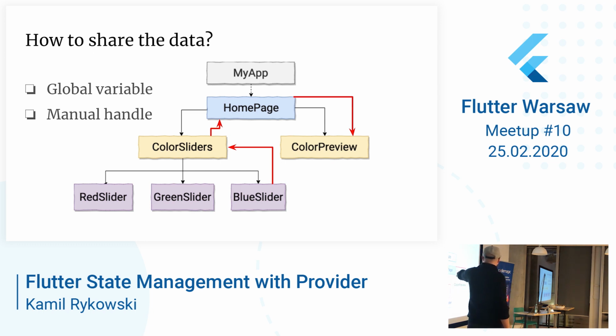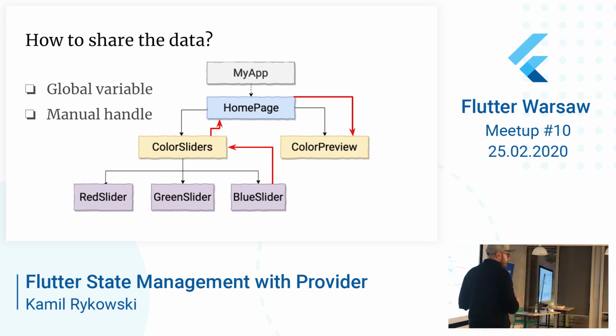The color sliders manually pass all these props to the green slider. And if we have a bigger tree with more nested elements, we would need to manually pass this data step by step, step by step. Oh, that could be hard. That would only solve the problem of passing the data.